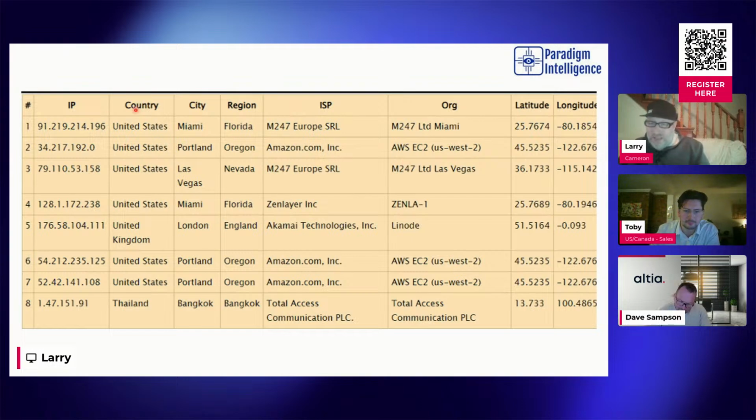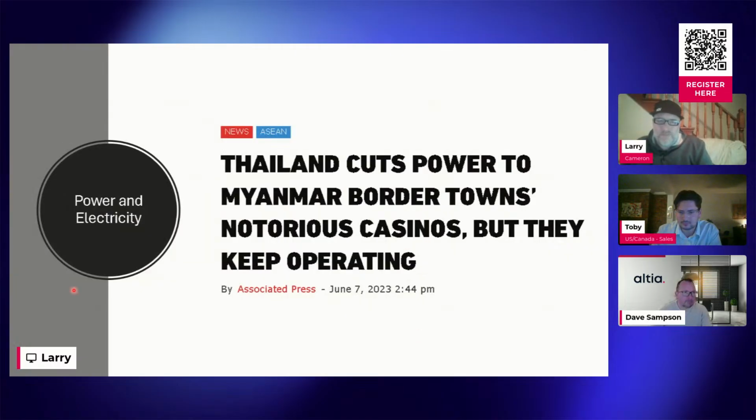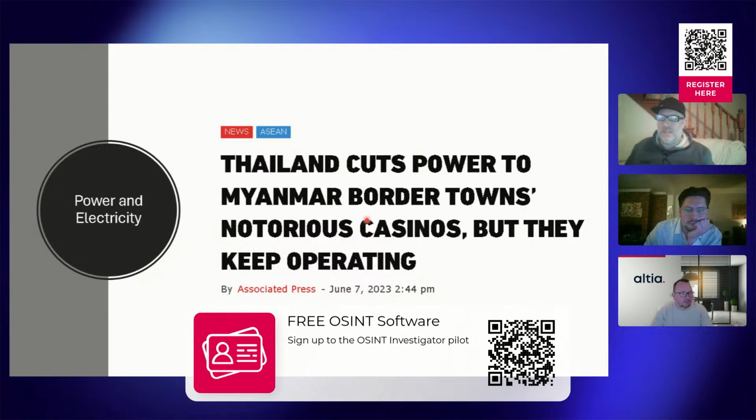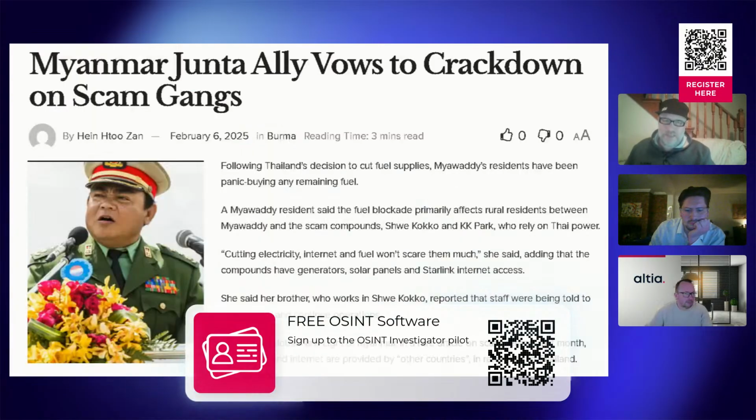So, United Kingdom, cooperative. United States, cooperative. Thailand was a little more difficult. It all depends. Yeah, thanks for that. Yeah. So, Thailand helped right here. They cut power to the Myanmar border towns, notorious casinos, but they kept operating. So that's a problem when you have redundant internet, you have redundant power. You need all those to run, but having a backup generator, and then they'll just get power from somewhere else. It's ridiculous.